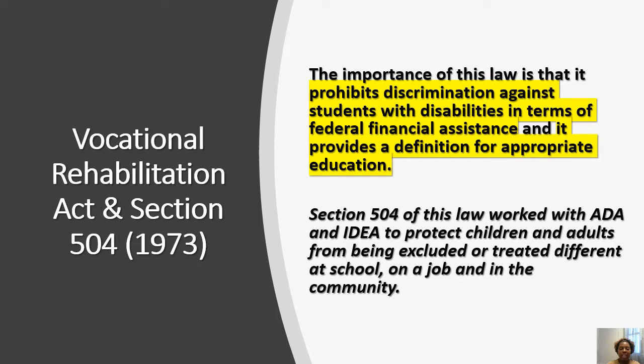Vocational Rehabilitation Act, Section 504, 1973. The importance of this law is that it prohibits discrimination against students with disabilities in programs receiving federal financial assistance, and it provides a definition of appropriate education.